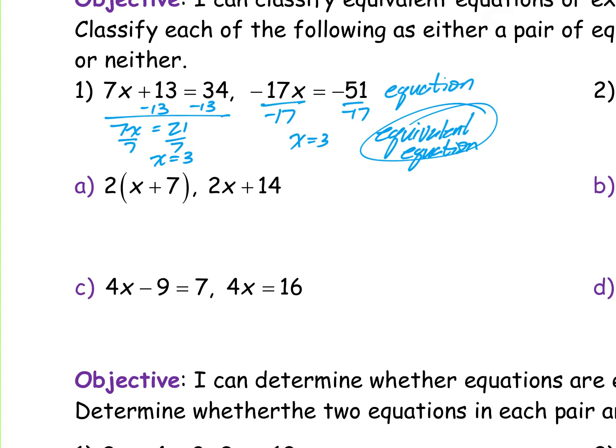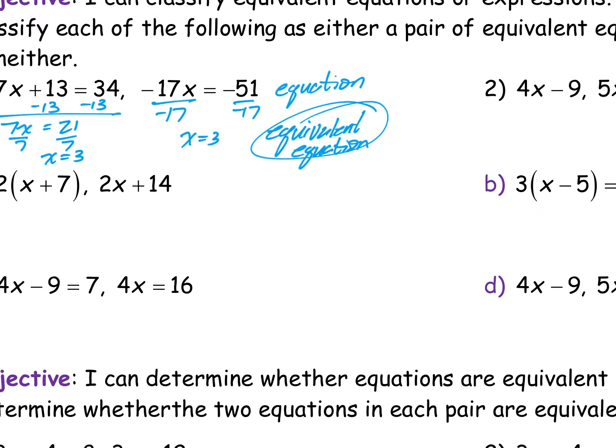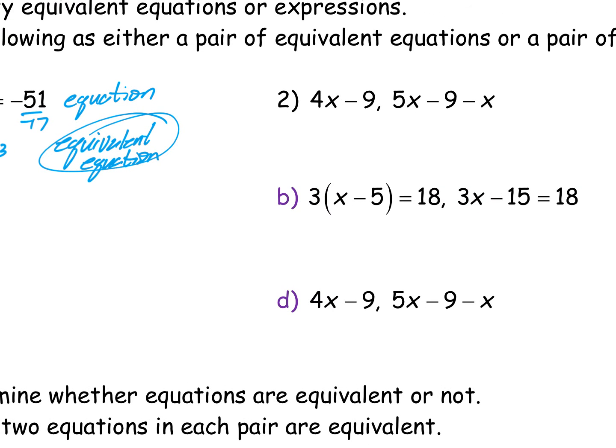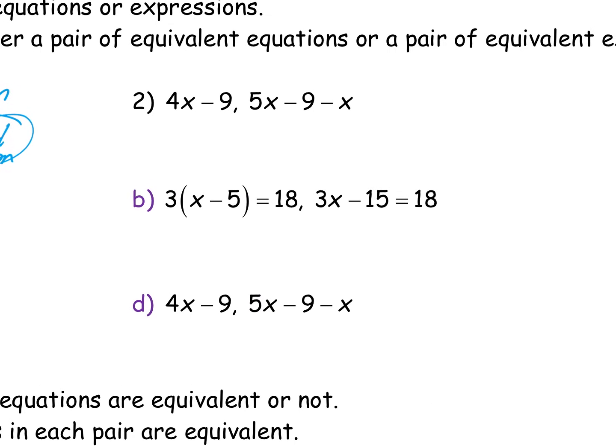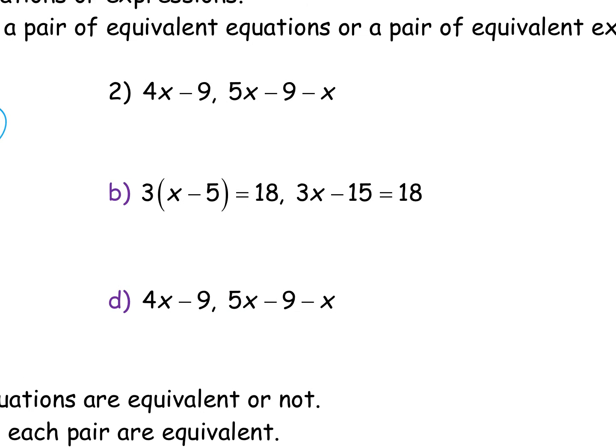Okay? That's it. Number 2, are they equivalent? So no equal sign, so I know that this will be an expression. So I just need to know, the first one's already simplified, that one's already simplified. Does the other one equal the same thing? Well, yeah, 4x minus 9. So this is an equivalent expression.